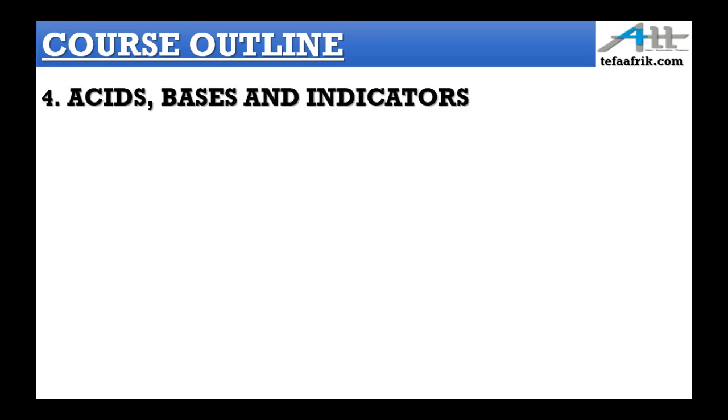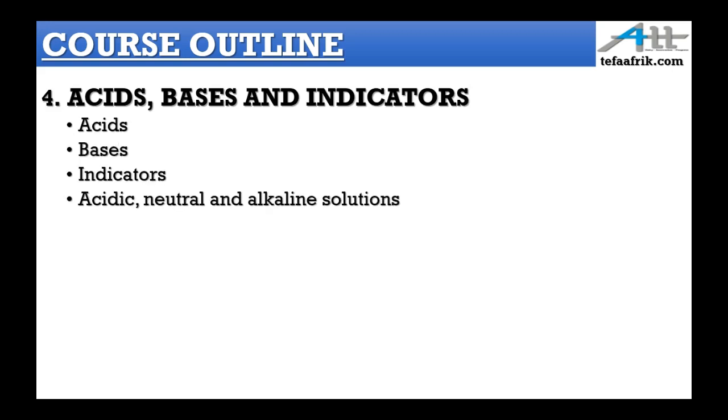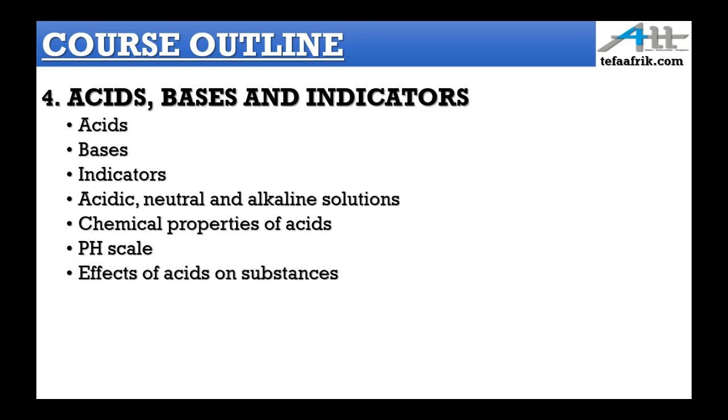For our fourth chapter, which is acids, bases and indicators, under that we are going to look at acids, bases, indicators, acidic, neutral and alkali solutions, and chemical properties of acids. We'll also look at the pH scale, effects of acids on substances, and we'll look at an application, like something more practical, not just learning and keeping it in our books. And under the application, we're going to look at the uses of acids and bases. That's how we are able to apply this knowledge which we are getting here.